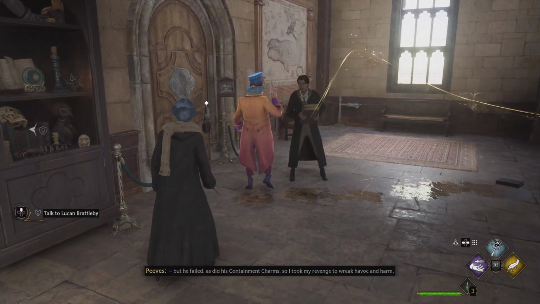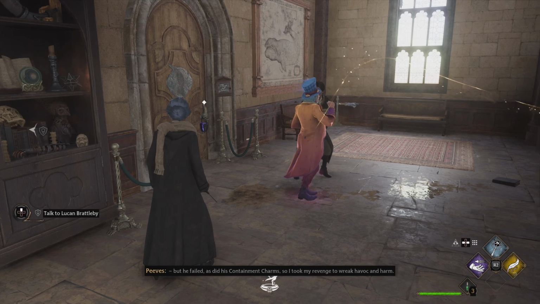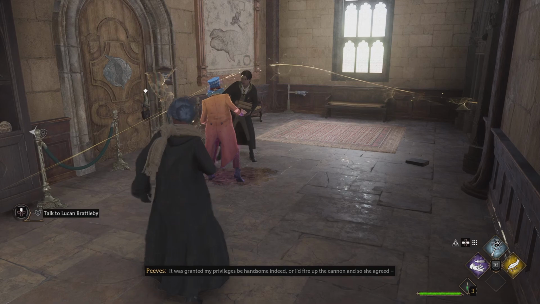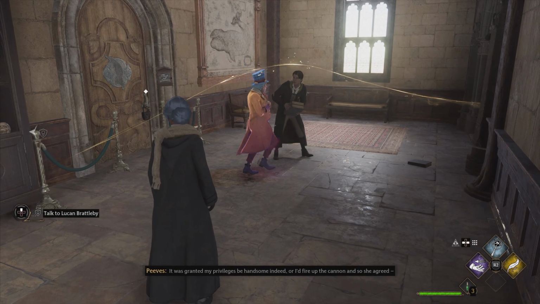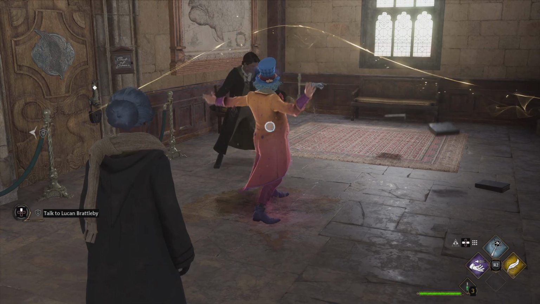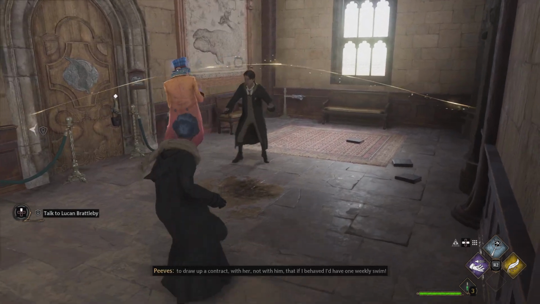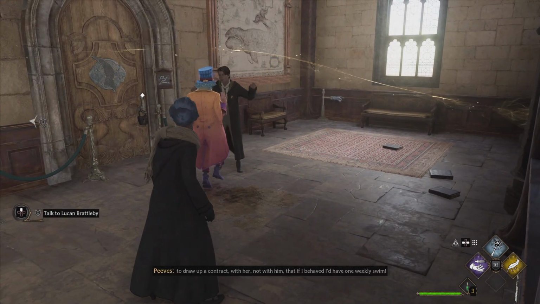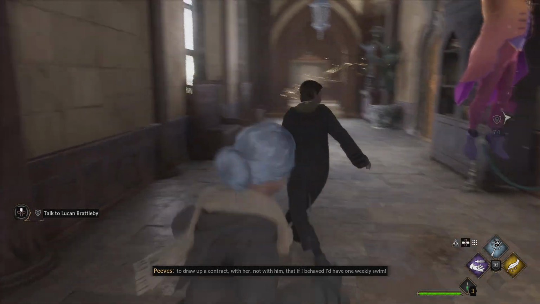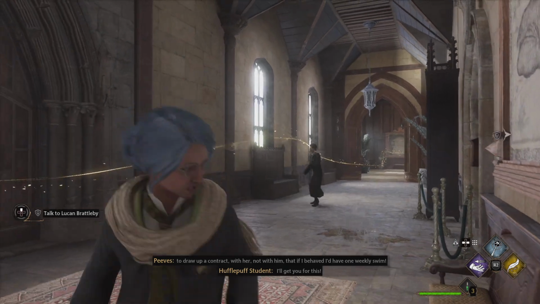But he failed, as did his containment charms, so I took my revenge to wreak havoc and harm. It was granted my privileges be handsome indeed, or I'd fire up the cannon, and so she agreed. To draw up a contract with her, not with him, that if I behaved, I'd have one weekly swim! Whee! I'll get you for this.